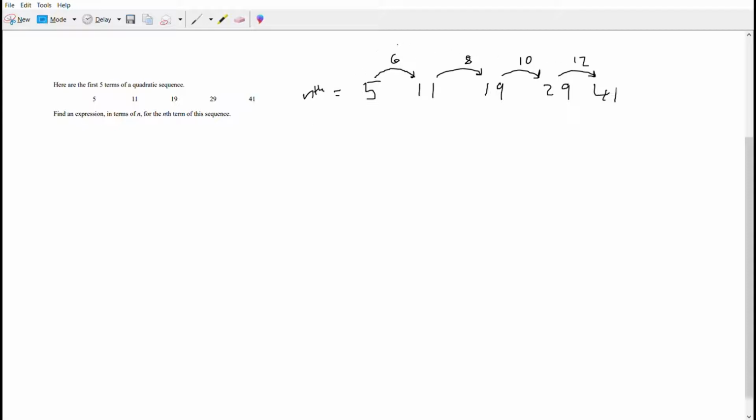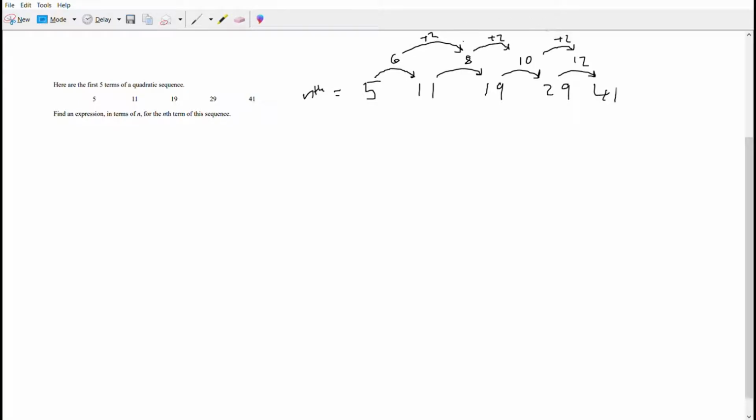As you can see, there's a constant increase between each of the differences. So the differences are not constant, but what's constant is the difference between each of the differences, i.e. this is 2 plus 2 plus 2 and plus 2. Okay, and that is very important.